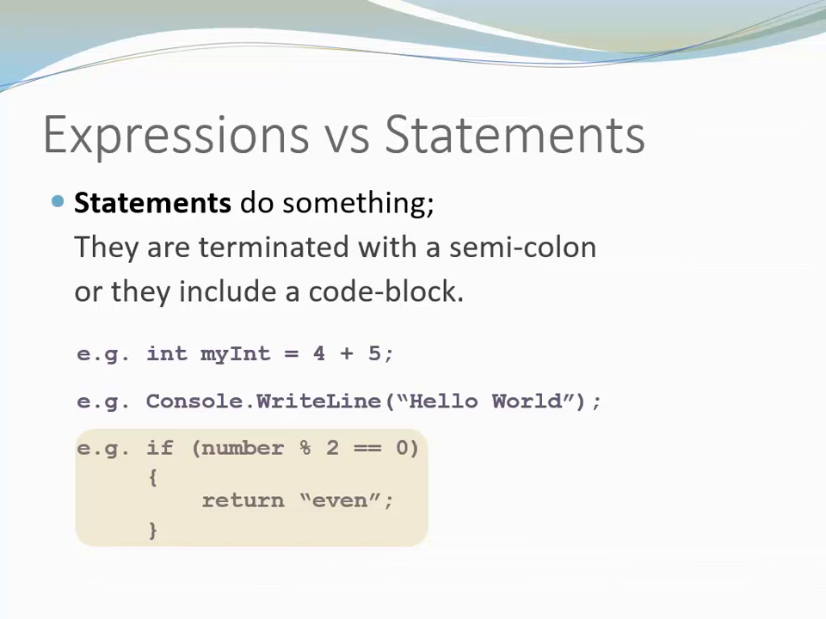Notice that statements can include expressions. The first statement, for example, includes the expression 4 plus 5. Expressions can include expressions too. In the third statement, for example, we have a Boolean expression. Boolean expressions are also called conditions. In this particular case, the left operand, number modulus 2, is also an expression.